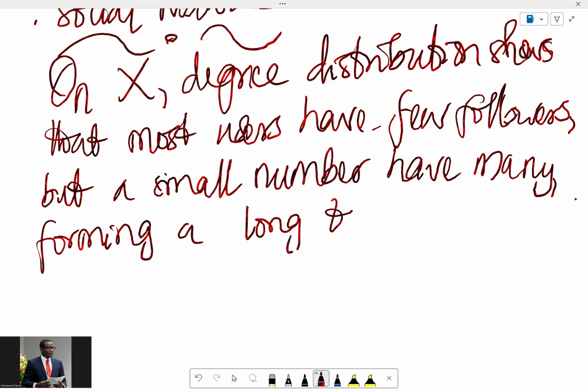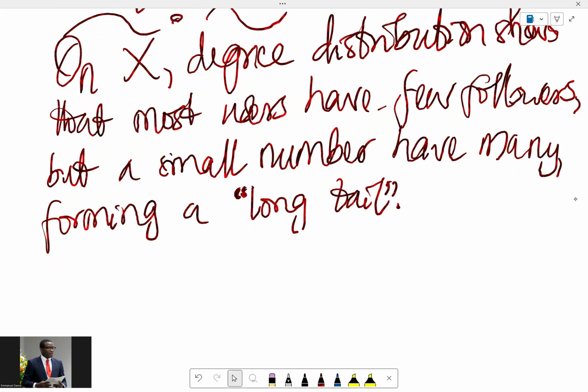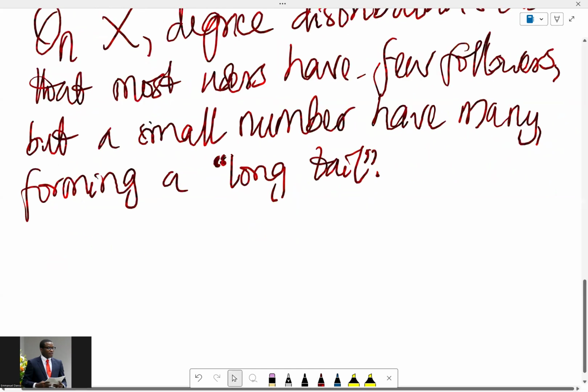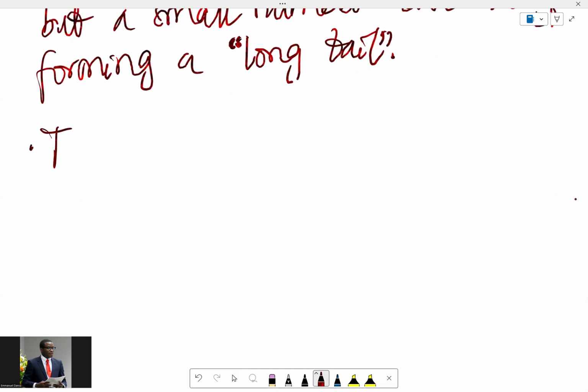The idea of long tail is well explained in my statistics playlist. I have like 35 videos talking about that under the measures of shape, I believe. So that's for social networks. What about transportation networks? What can we say about degree distribution in transportation networks?